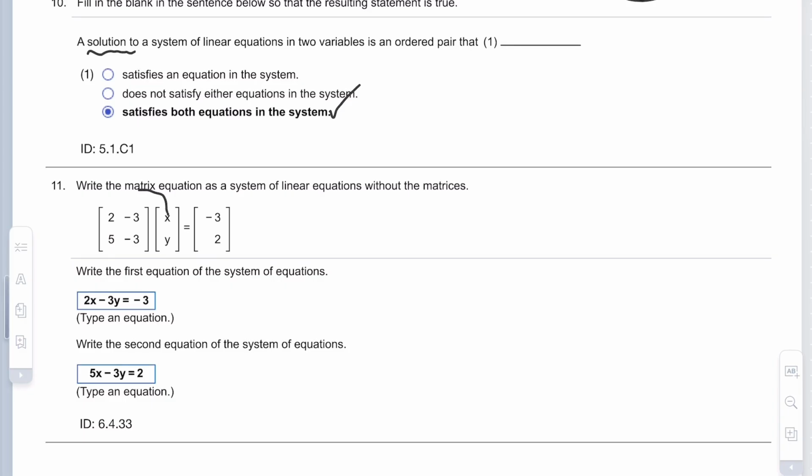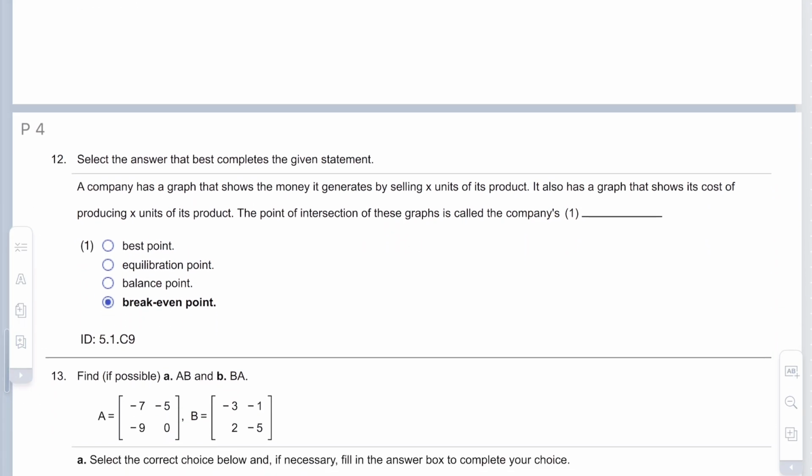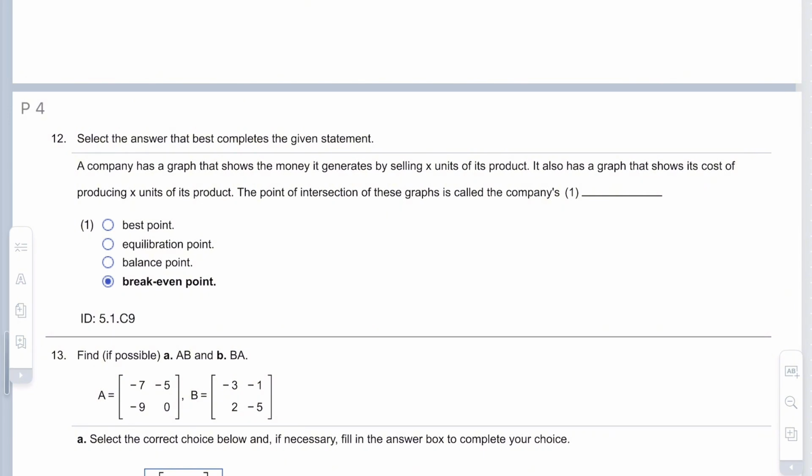And then for number 10, it's just basically the solution of a system. What is the vocabulary for that? It's kind of a conceptual question. And then you're just writing a matrix. You're writing equation number 1 and number 2 based off of the matrix. So that's pretty straightforward.